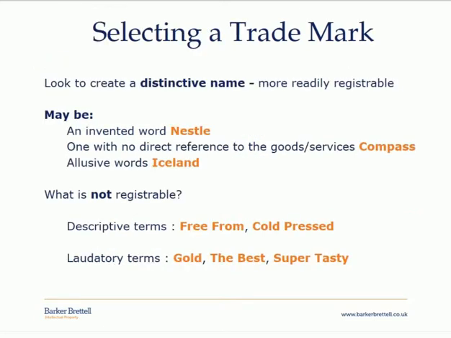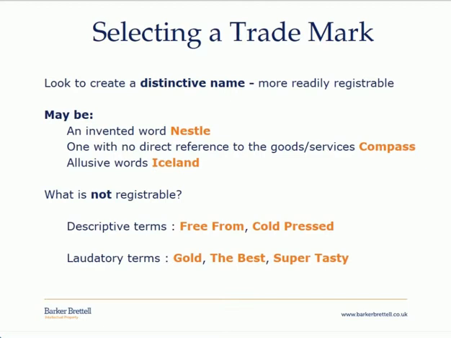So when selecting a trademark, it's important to think of things that might be valid as a trademark before you develop your product, before you put a name to it, before you think of your company name. And so to be registerable as a trademark, it must be distinctive. It can be something like an invented word like Nestle, a word with no direct reference to the goods or services, or some sort of elusive word such as Iceland.